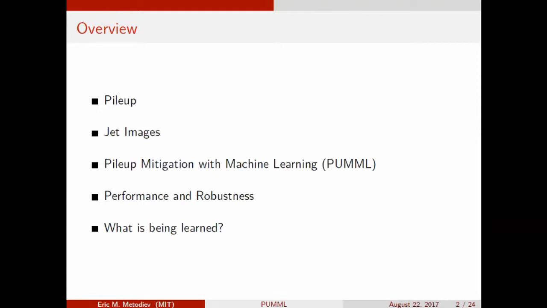So, outline. First, I'm going to do a brief discussion about Pileup, the problem, and do some fear-mongering. Then we're going to talk about jet images, which we sort of discussed already, so we'll just lightly touch on them. And then I'm going to introduce our Pileup mitigation from machine learning framework, or PUML. And then I'm going to talk about performance and robustness of the method. And I'm going to try and give you a sense of what the model is learning, sort of crack open a simplified case and get a sense of what's going on.